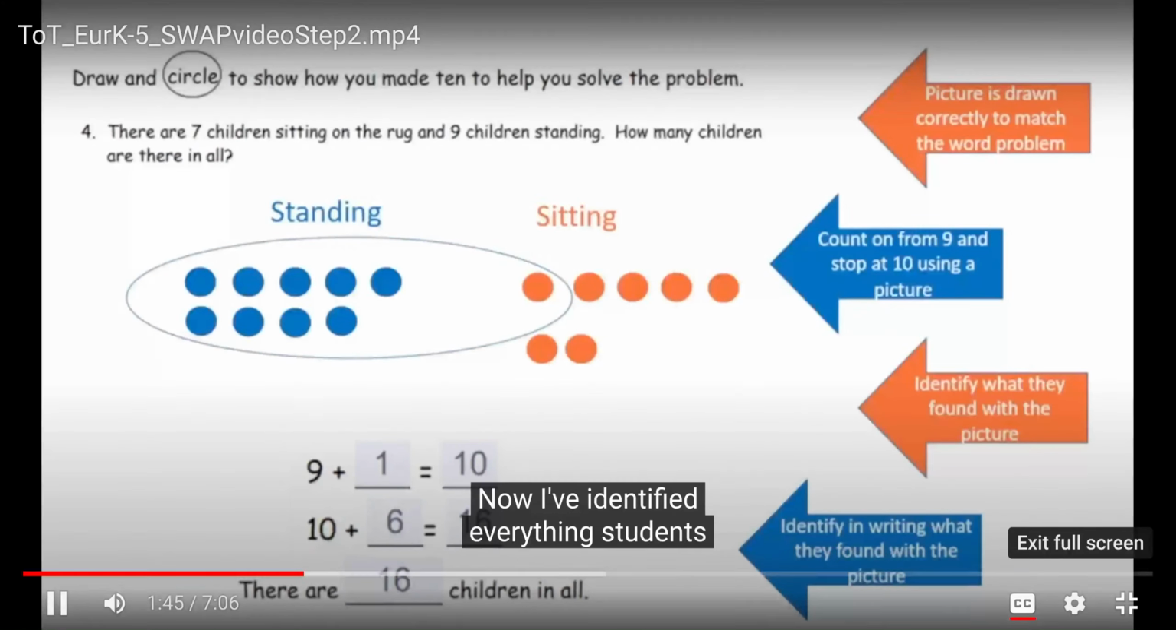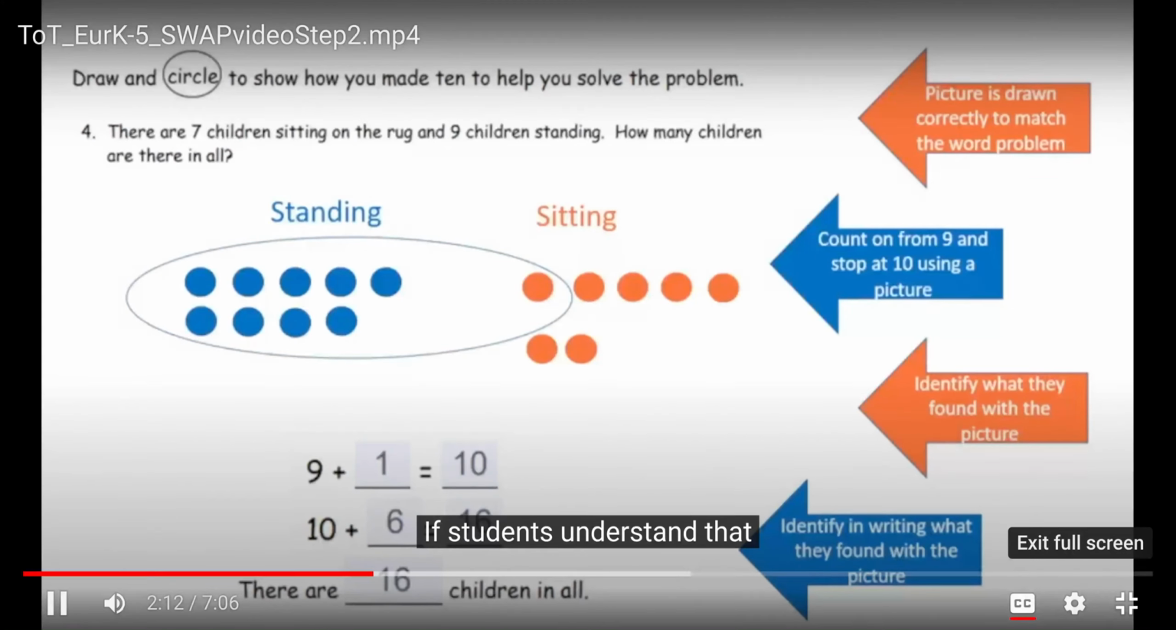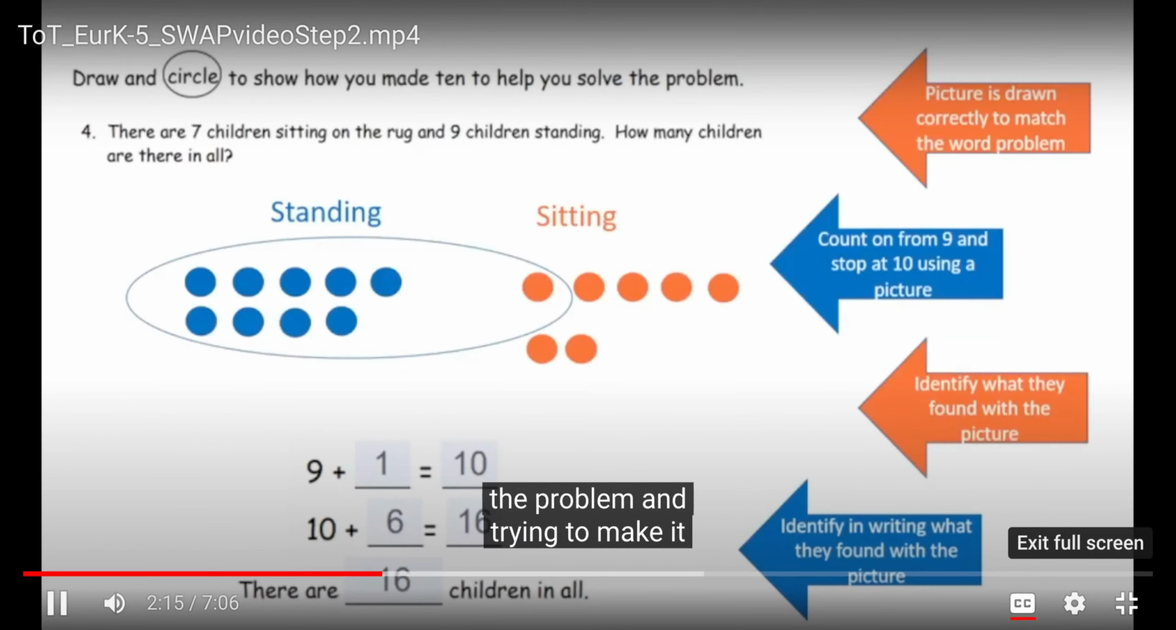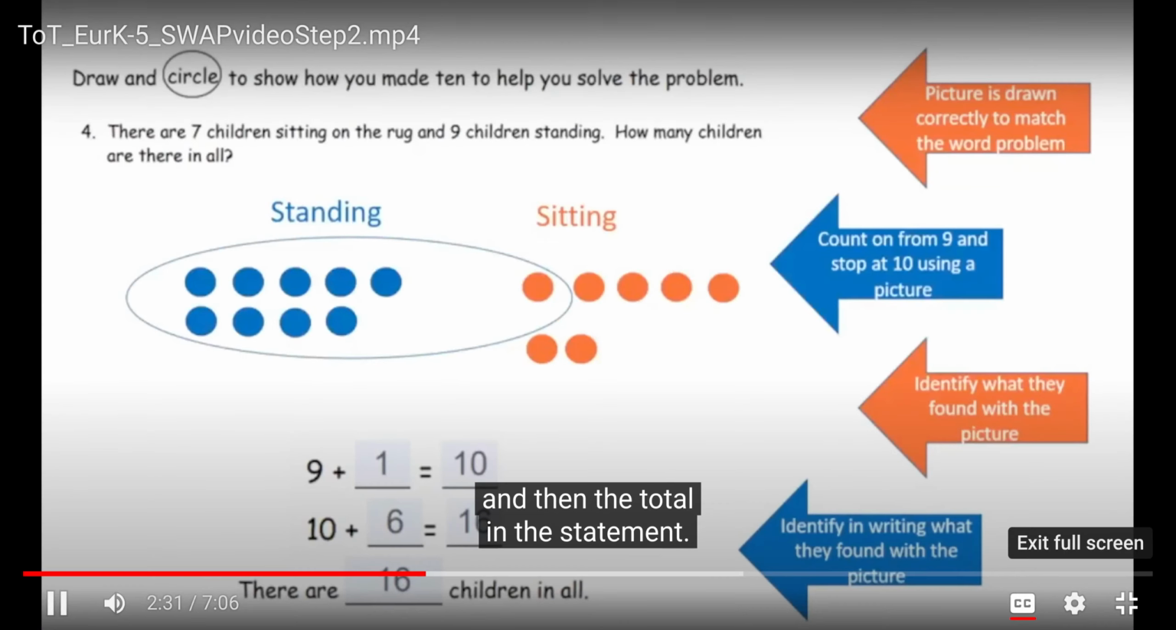Now, I've identified everything students have to do in the assignment. So now I need to move on to thinking deeply about what students have to understand in order to do those things. In this example, students really need to understand part-whole relationships, and how to make a 10 is about making an easier problem. If students understand that they are looking at the add-ins in the problem and trying to make a 10 in order to make it an easier problem, they can draw the picture to communicate the part-whole relationships, and then communicate the exact same idea in the equation and then the total in the statement.